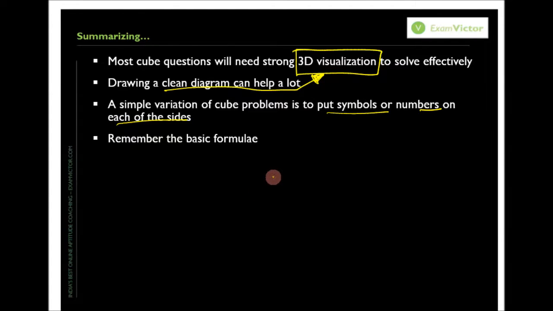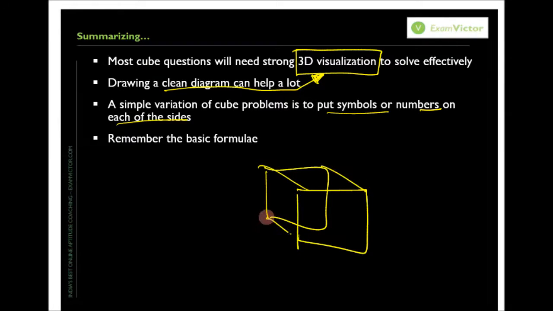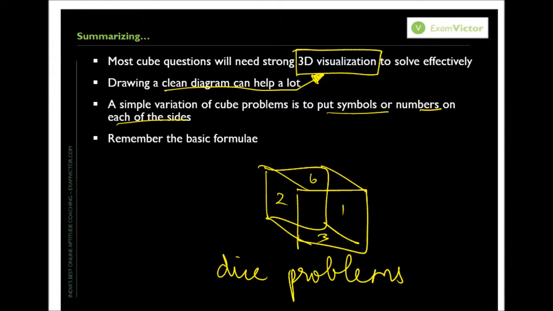Instead of paint, if you put a number, for example, if there's a cube and on each face you put some numbers, 6, 2, 1, 3. These are called dice problems, but the principle of solving doesn't really change. This is the same thing. All you need to do is draw the diagram cleanly and you should be able to solve it.